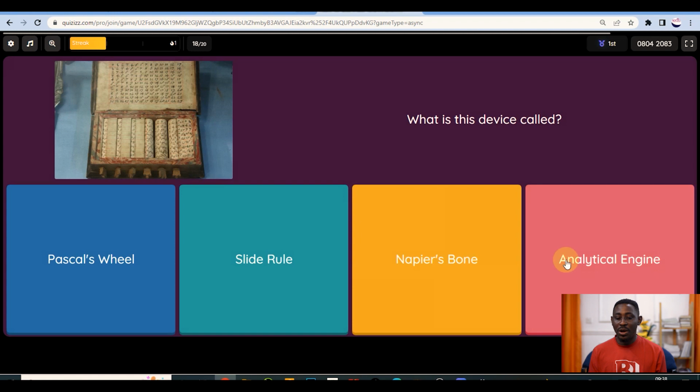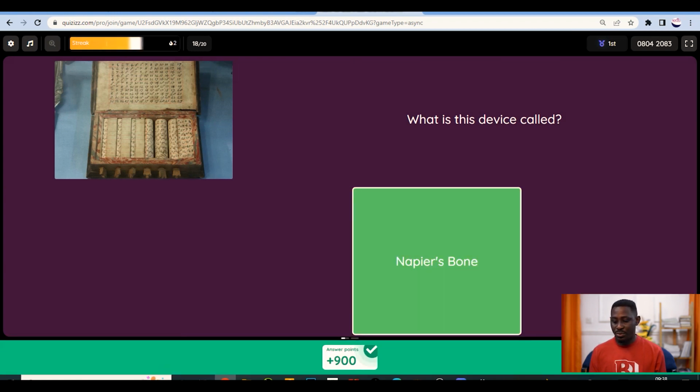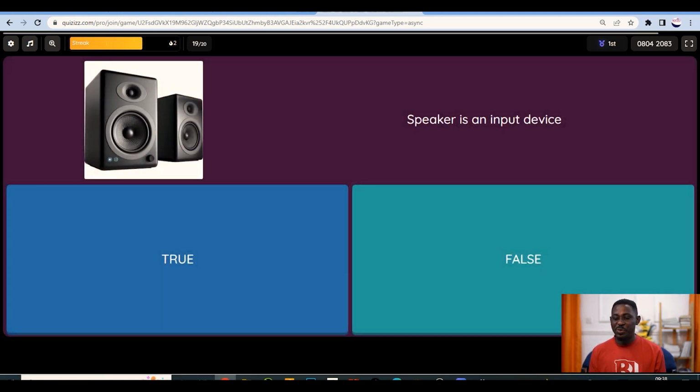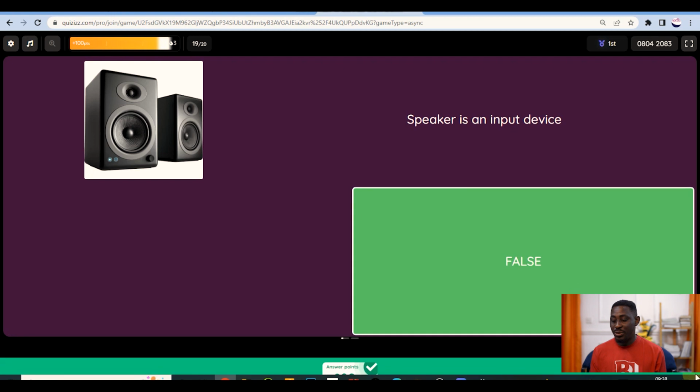What is this device called? This is the Napier bone. 2 more questions to go. Speaker is an output device. Is an input device? No, false. Speaker is an output device.